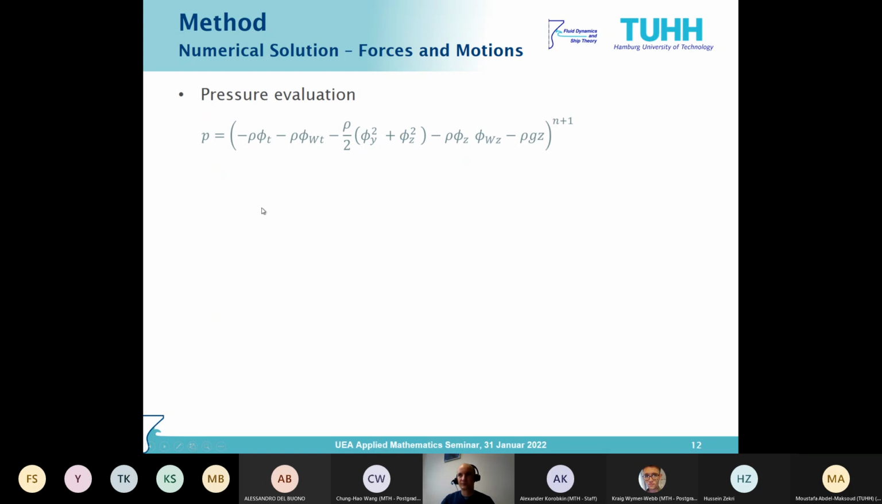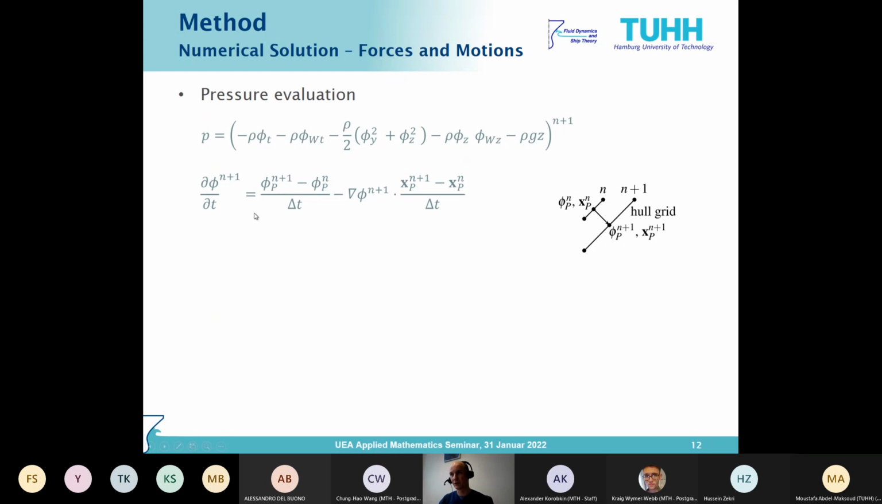Okay, so the next step would be to evaluate the pressure. From the derivatives of the potential using Bernoulli's equation, we can get the pressure on the hull surface. Here, the time derivatives of the potential are calculated with a finite difference scheme.